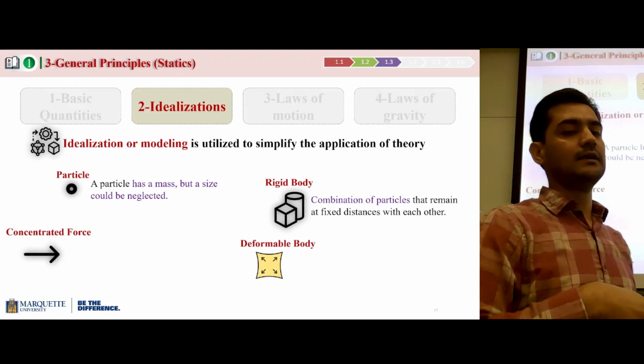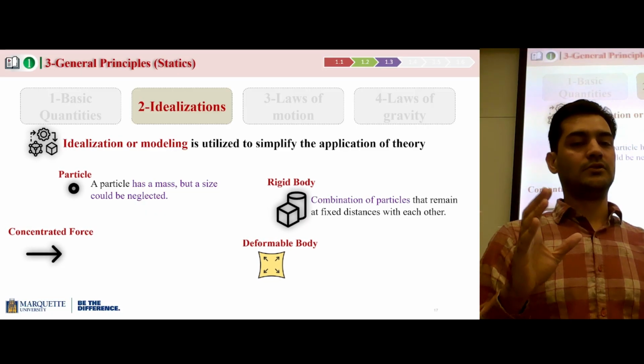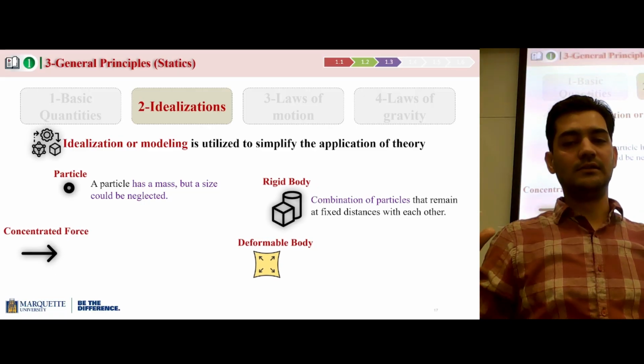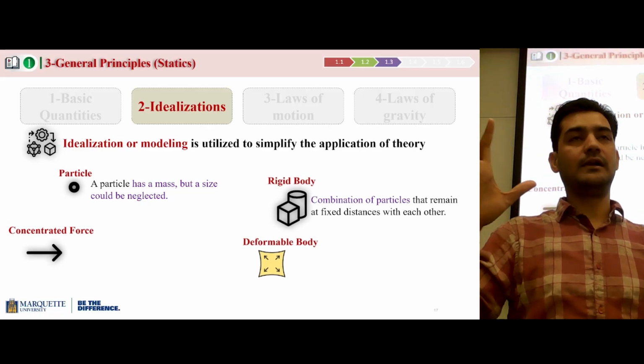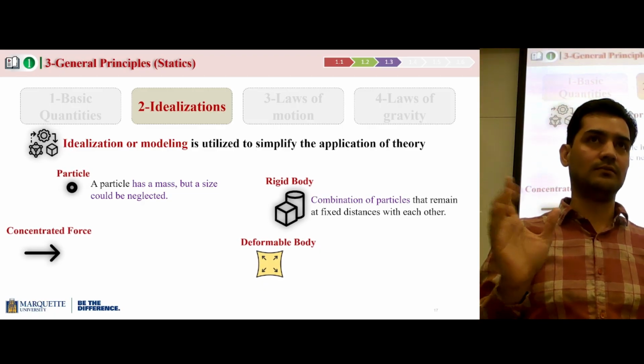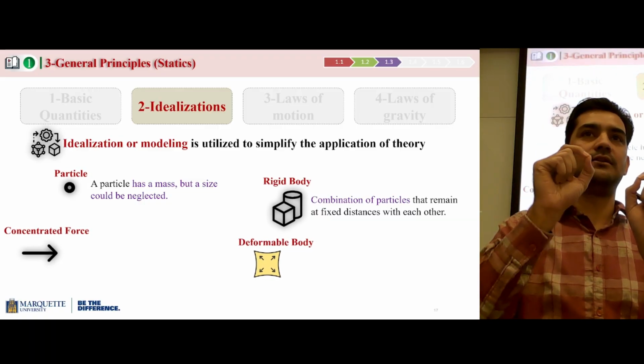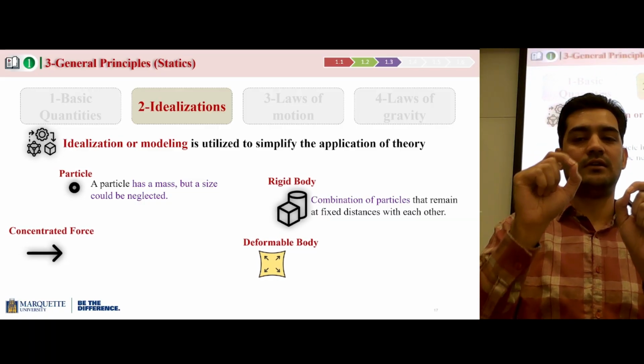We know what a particle is. A particle has mass, but the size can be neglected. So if you have a bunch of different particles, the combination of particles remain at a fixed distance between them as well. They don't change the distance. So particles have fixed distances. When force is applied, the distances are going to remain fixed.